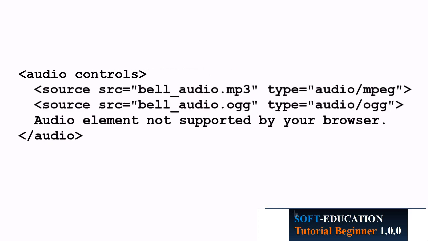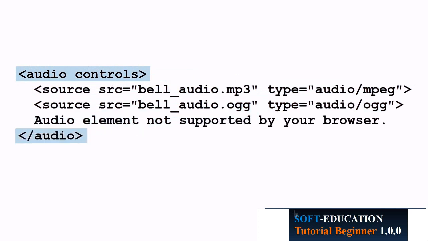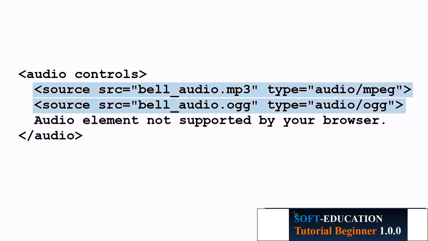Here's the other method for specifying audio source files. This method uses source elements. The source elements are added in between the start and end audio tags. You can add multiple source elements, which allows you to specify multiple audio files. With this method, if the browser does not support the first audio type, then it can try the next one. So at the time this video was made, the OGG audio file will play in the latest versions of Chrome, Firefox, and Opera, and the MP3 audio file will play in Internet Explorer, Chrome, and Safari.